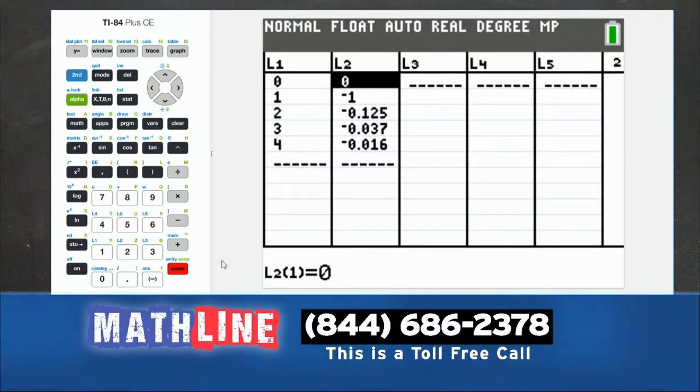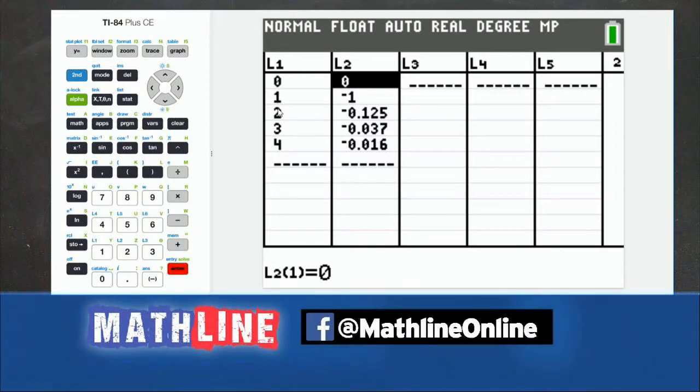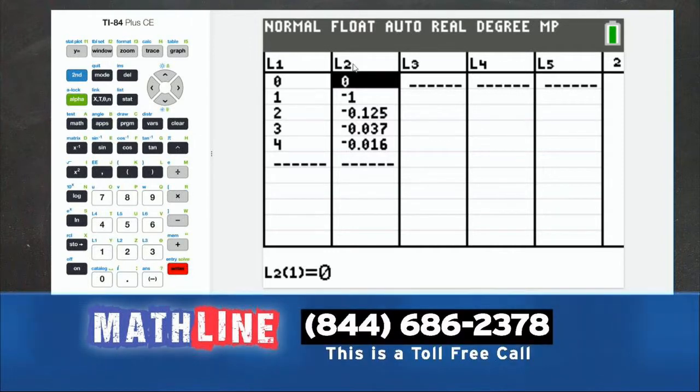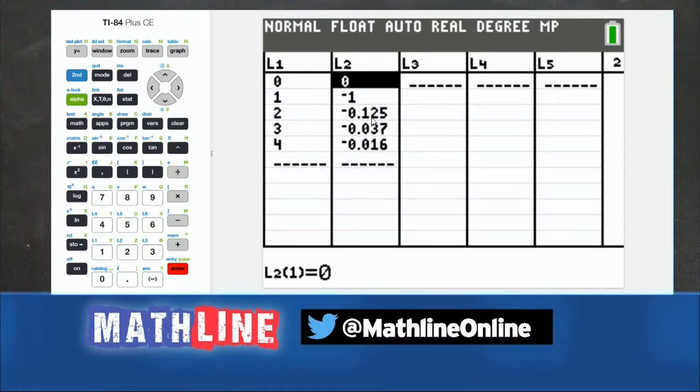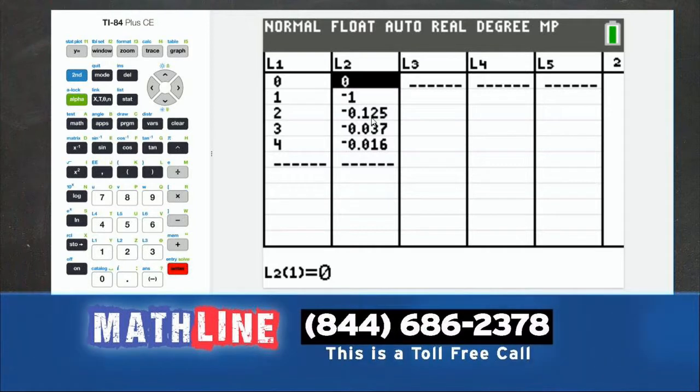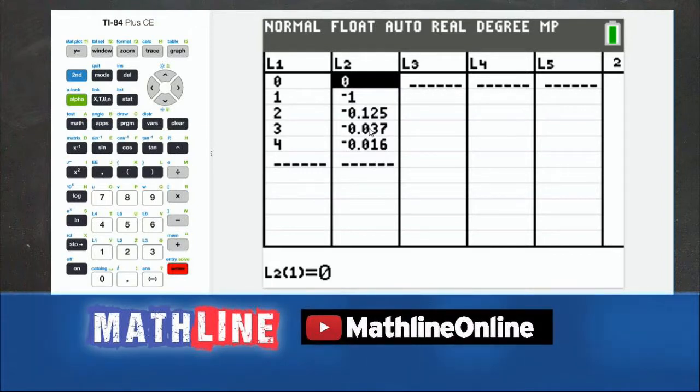And what we did, we put in list 1, we put our x values, 0, 1, 2, 3, 4. And on list 2, we put in the y values. We had 0, we had -1, and we put in a -1 divided by 8 for this one, and the calculator automatically sends it to a decimal. We put in, what was this one? It was -1 divided by 27, which certainly won't come out even. It's not going to terminate on us.